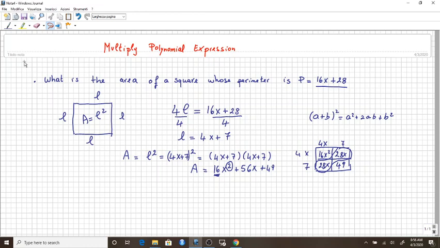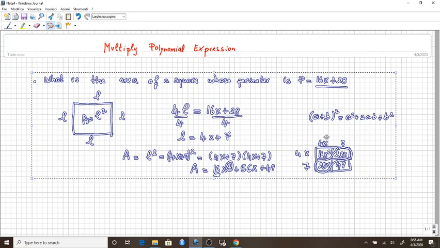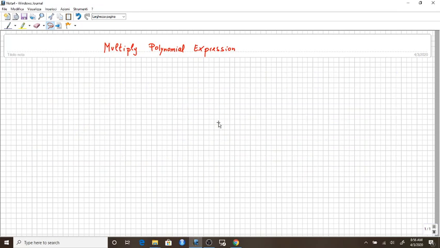Okay, so there is one last problem I would like to show you. Okay, so here is the problem. What is the area? No, I'm sorry. Let me draw a picture first, okay? Alright, so let's draw a picture.